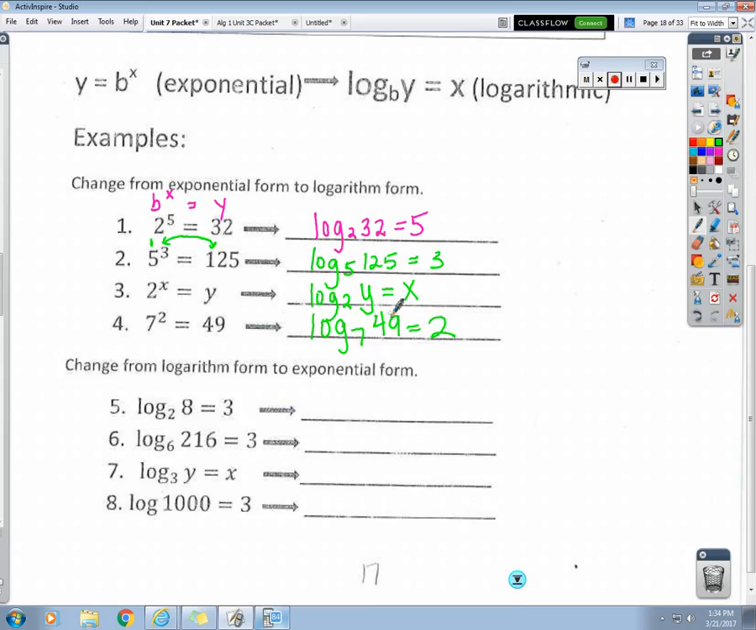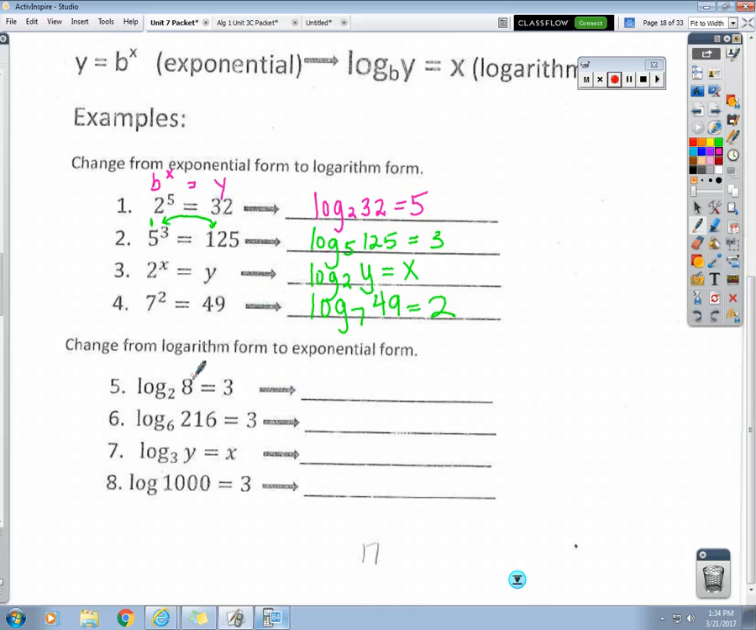Okay, now we're going to learn the other way around. Now I'm going to change it from log form back to exponential. You can follow the same pattern that I just did. 2 is first, right? So it's going to stay first. 8 and 3 switch places, but when they do, 3 becomes the exponent, and then 8 just goes over there. And doesn't that make sense? Isn't 2 cubed really equal to 8? 2 times 2 times 2 is 8.